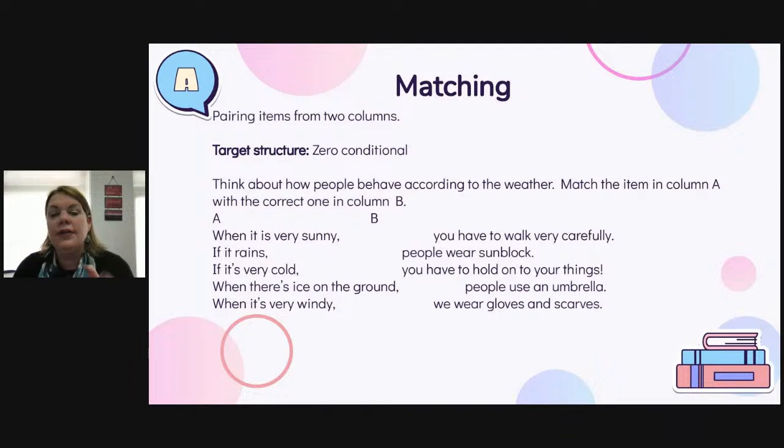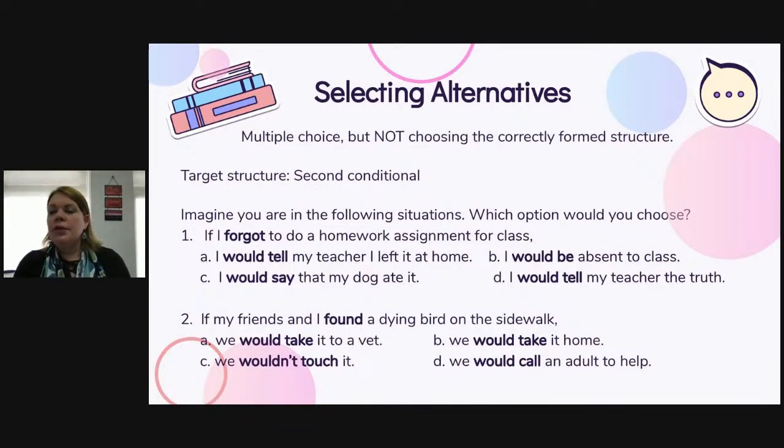So as you guys can see, once again, I have the target structure in each one of these sentences. If, and I use if and when, right? Because we can use either one for zero conditional in English. So when it is very sunny, if it rains, et cetera, and they have to match it with the other side. The language is simple enough for the students who are studying zero conditional to process, right? They have to understand the meaning of the sentences in order to connect the correct pieces with each other. So I know that they're processing meaning, right? And they're receiving the target structure, which is in this case, the zero conditional, okay? An example of selecting alternatives.